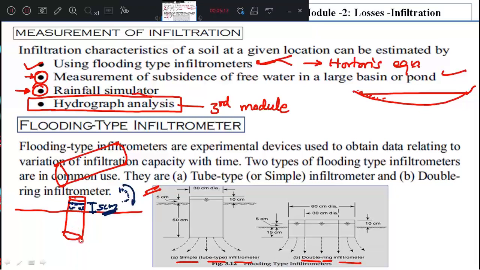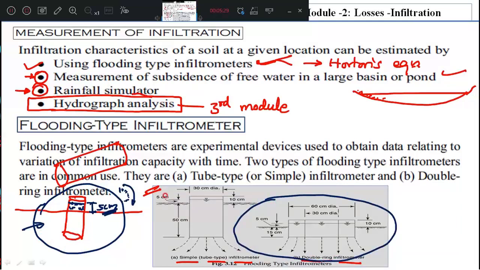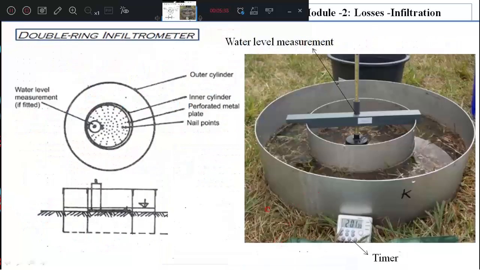You got it. But the scientists thought that having only one tube means we will get a lot of error in this experiment. That's why they made the double ring infiltrometer. Nowadays the single ring infiltrometer is not used, we are using the double ring. How does it look? Just look at this diagram.